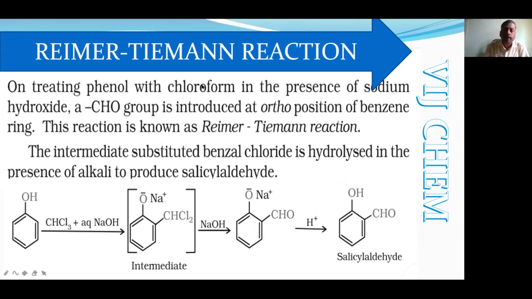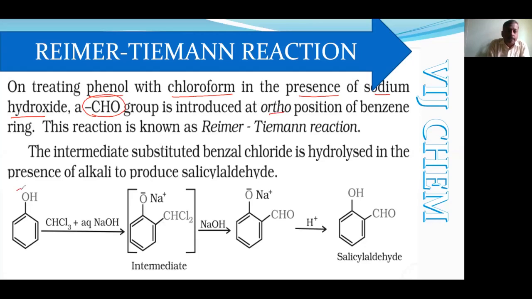It is called the Reimer-Tiemann reaction. So what is the Reimer-Tiemann reaction, and what is it used to produce? That we are going to start now. Here again the reactant is common: in Kolb's reaction we used phenol, and in the Reimer-Tiemann reaction also we are using phenol. On treating phenol with chloroform in presence of sodium hydroxide, an aldehyde group is introduced at the ortho position.